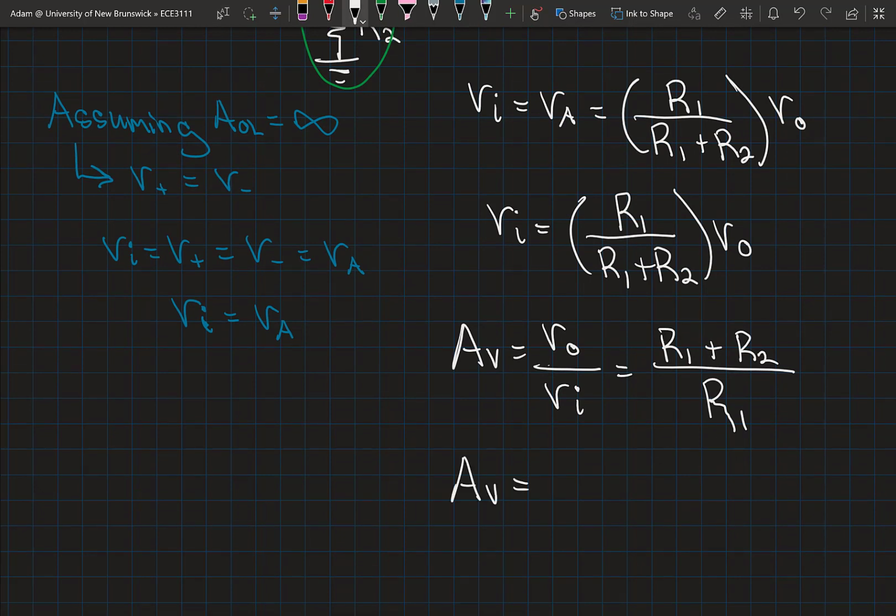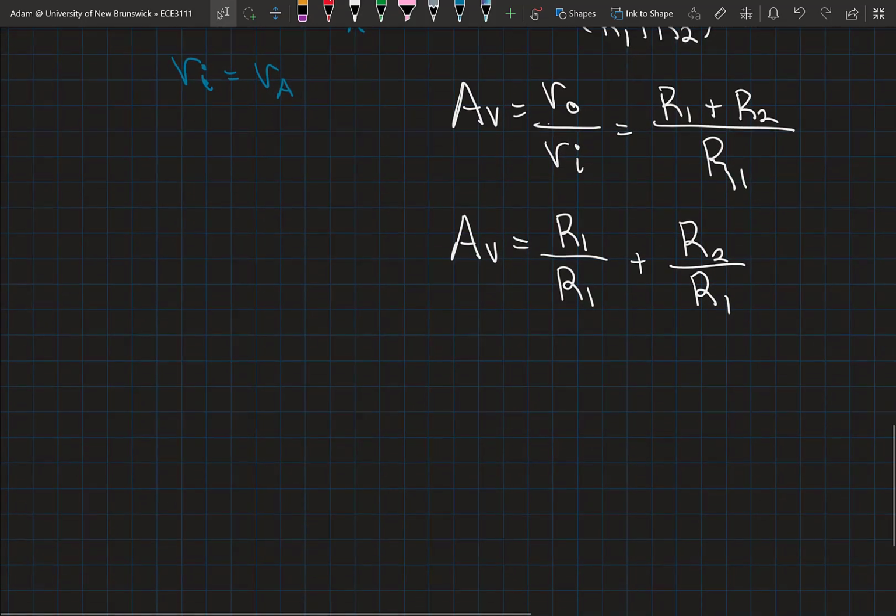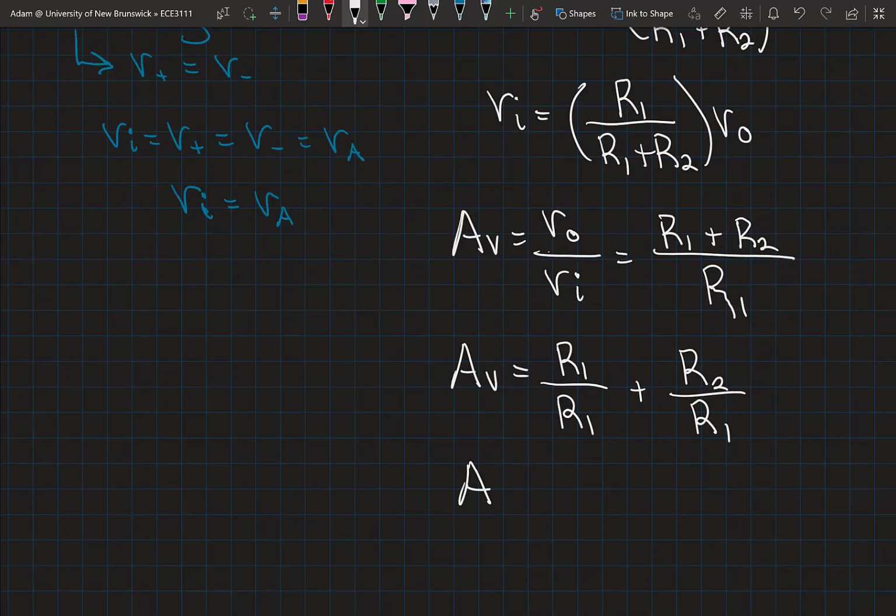Manipulating that equation a little bit further, I can put the two terms in the numerator and split those up over a denominator that's R1. If I break this equation up like this, it's still equivalent to the equation above, and we get an equation for my voltage gain as 1 plus R2 over R1.